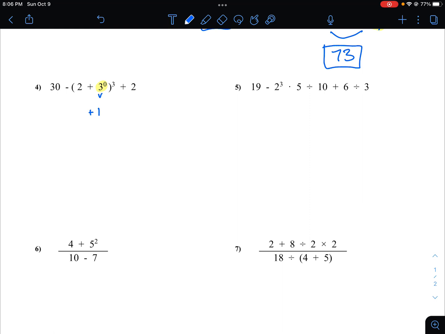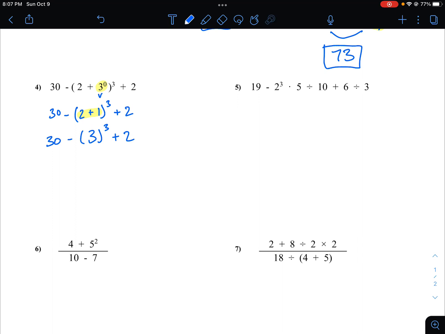Bring everything else down. That's plus the 2. Some people actually just simplify the inside and they write everything else down, which is kind of a nice shortcut, but I'm just going to write everything for the benefit of our audience. Okay, we still have the parentheses to deal with, so we do 2 plus 1, which is 3. Bring everything else down, the parentheses, the third power, the plus, the 2, the minus symbol, the 30.